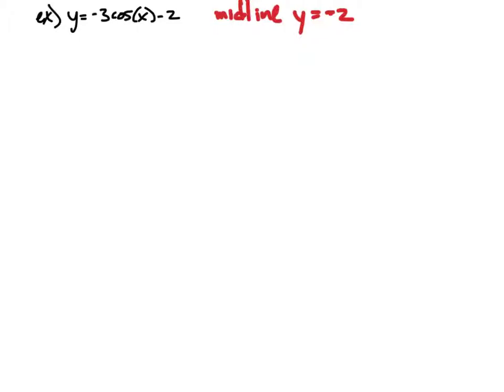All right. So let's just start going through it. What's the amplitude? 3. Okay. What's b? What number is in front of that x? 1. Right. So to find the period, it's just 2 pi over 1. So 2 pi, and the increment would be 2 pi over 4. So that's pi over 2.